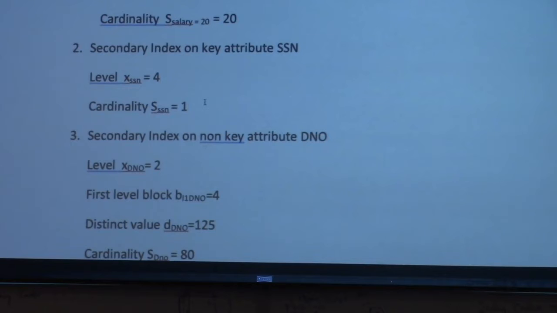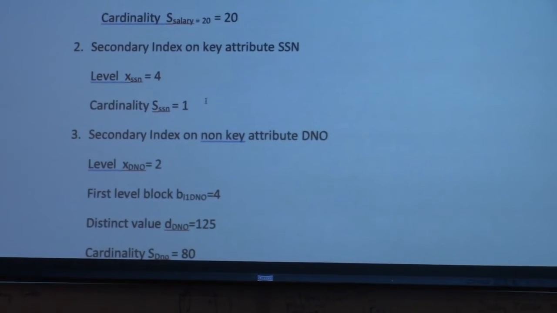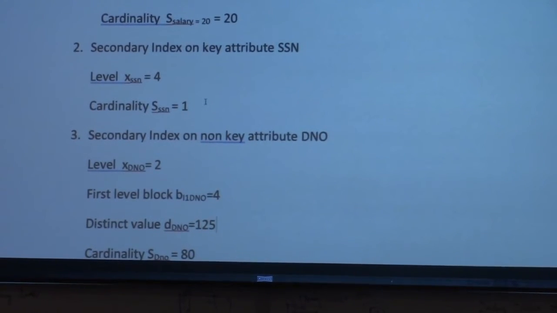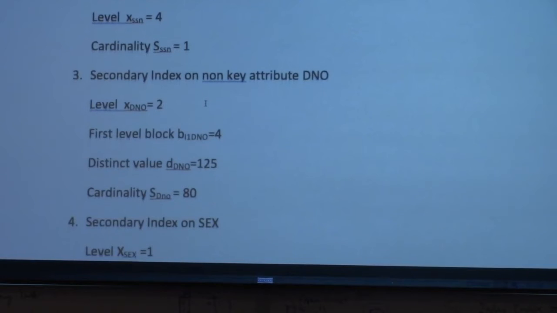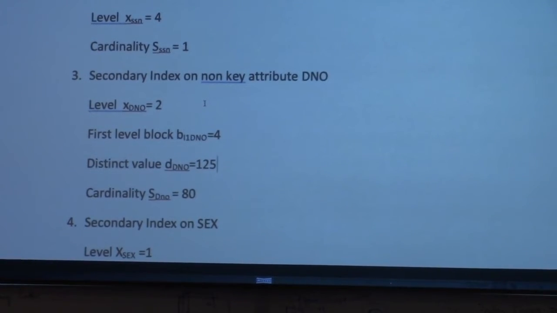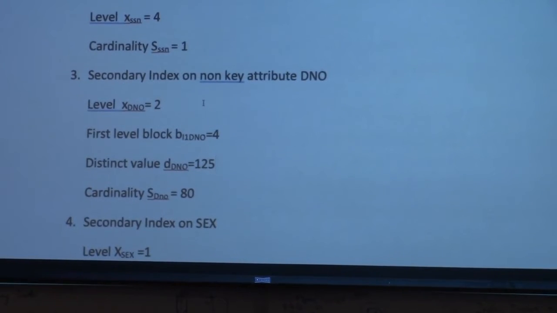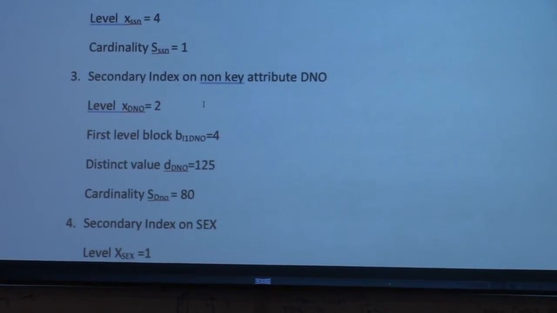Okay. Then secondary, we have a third index, which is the secondary index. Secondary index means B+ tree index for DNO. So level is 2. And the first level, the leaf block, is total 4. The leaf is like this one. So for DNO, we have the root.